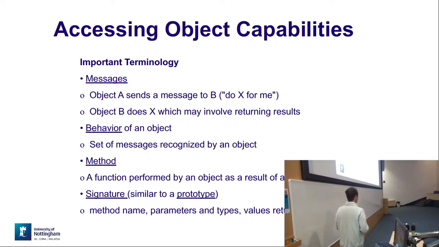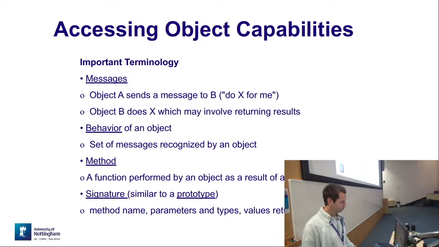So we're going to use some terminology that you might not be used to in the design part of the module, right? Messages. So you can think of messages as methods, right? A method is a way to send a message from one class to another class. An object A sends a message to B, like, do X for me, or what time is it, for example. You can think of that as a question or a request, like, give me the time. Object B does X, which may involve returning results. So that's a message, passing information back and forth. Not very complicated, right?